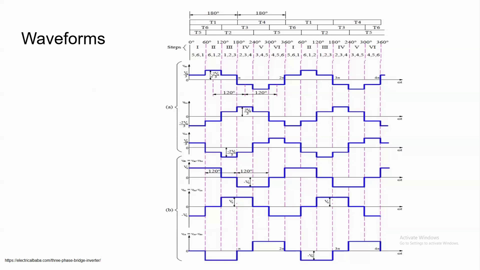And for mode 2, it is 2 Vs by 3 minus of minus Vs by 3, which is again plus Vs. For mode 3, it is plus Vs by 3 minus Vs by 3, so it is 0. For mode 4, it is minus Vs by 3 minus 2 Vs by 3, so it is minus Vs. For mode 5, it is minus 2 Vs by 3 minus Vs by 3, so again it is equal to minus Vs. For mode 6, it is minus Vs by 3 minus of minus Vs by 3, which is equal to 0. Similarly, we can draw the waveform for VBC, which is VBO minus VCO, and VCA, which is equal to VCO minus VAO.